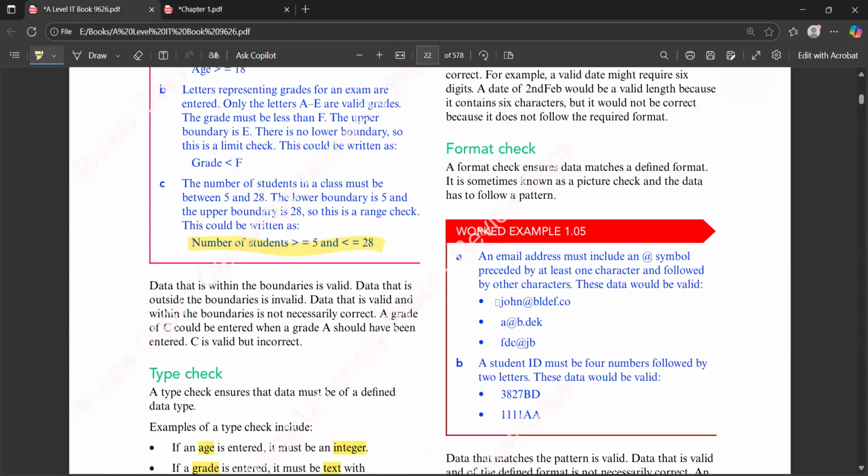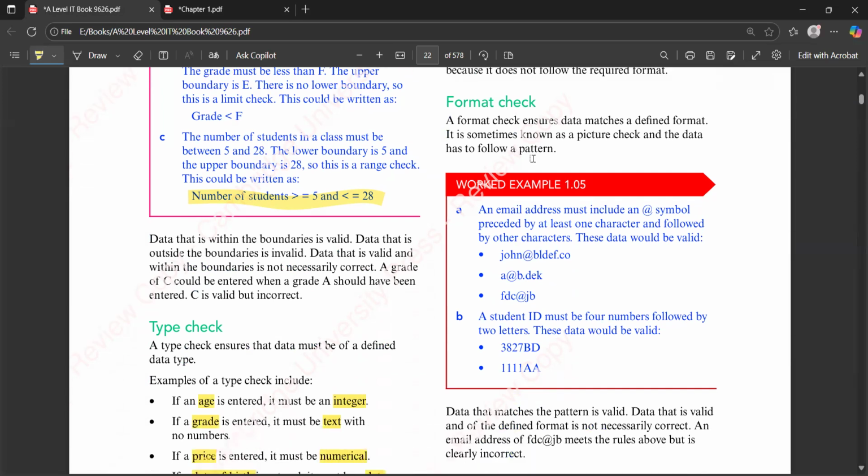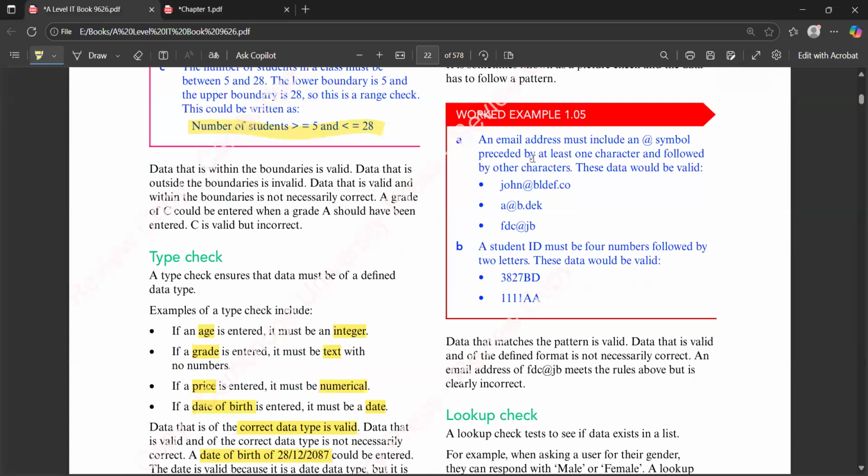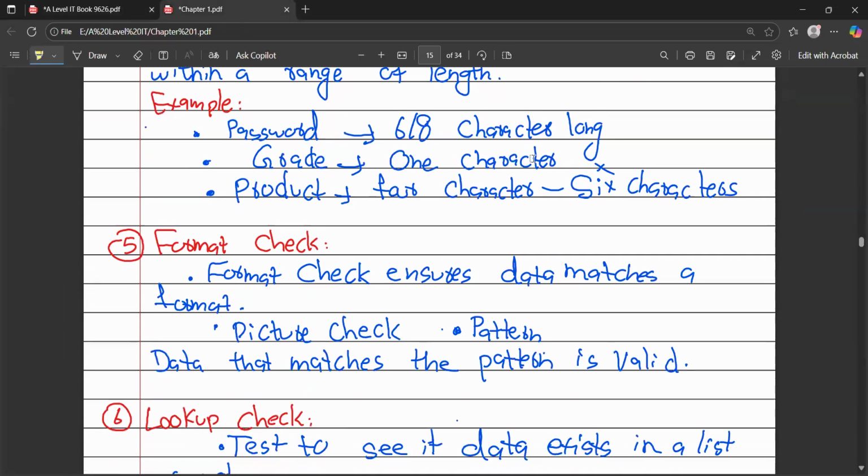Then we have the format check, which is used to make sure that your data matches the defined format or not. It is sometimes known as a picture check as well. Like I told you earlier, if it is an email address, it has to be in a certain format, like @ whatever.com. So the data that you are trying to match should match the certain format.